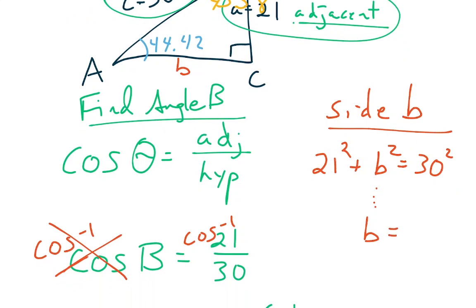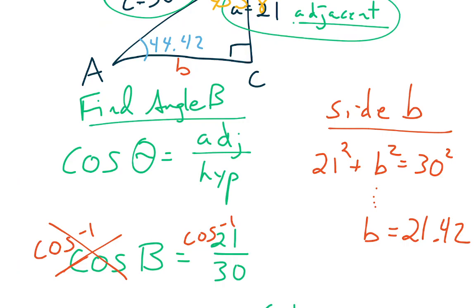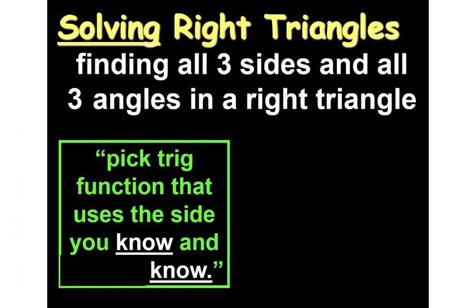Now, we have two situations. Finish up that side B there. We have two situations that we did. One of them was finding a side, and when you find a side, you want to make sure you pick the right trig function. It's going to have to involve what you know and what you want to know. And then the other situation is if we are trying to find an angle. And if you're finding an angle, you're going to have to pick what you know and what you know.